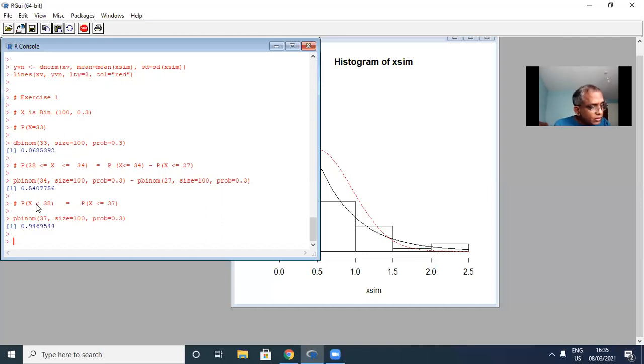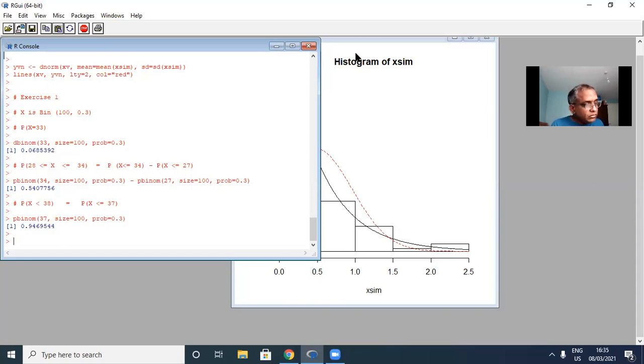Part 2 is to use a normal approximation. I will skip part 2 because I did not cover normal approximation in the class, so I don't expect you to know this. But if you want to know the solution, I will post it later this week on Wednesday, right? So you can see the solution. But I haven't covered normal approximation in the class. So let's go to question 2.